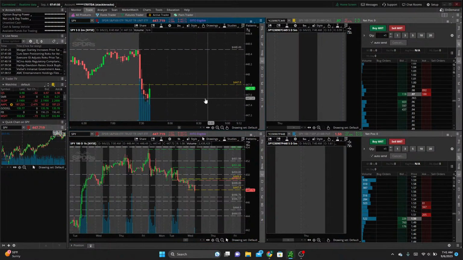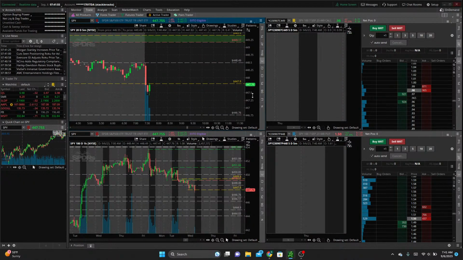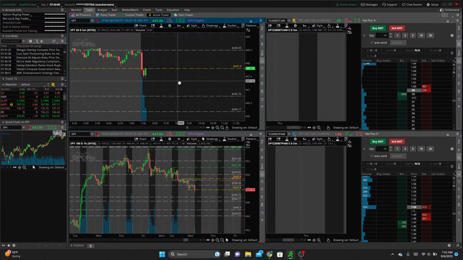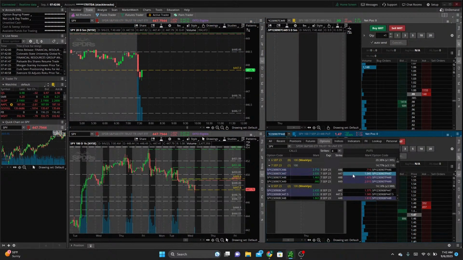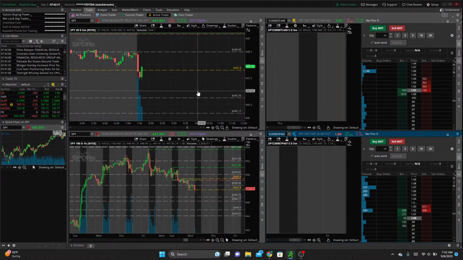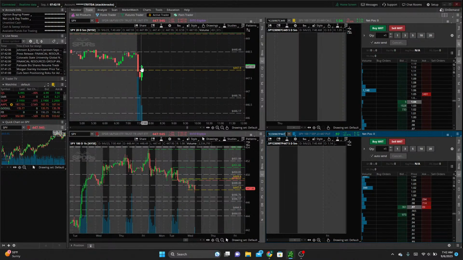You could look at a 2-minute for entries. Normally I would look for a close below this level on the 5-minute. To take puts here at a retest, I'd probably look for continuation down to that 447. However, we are pushing up above. So like I said, I would wait to see a 5-minute close below this level for confirmation that we aren't going to move up. We'll see here.